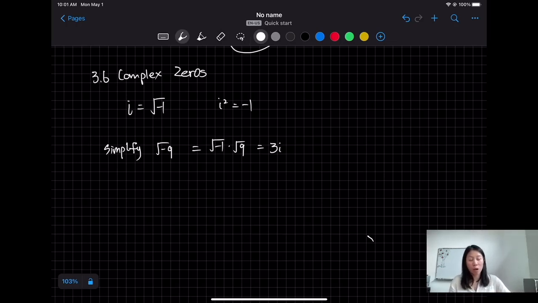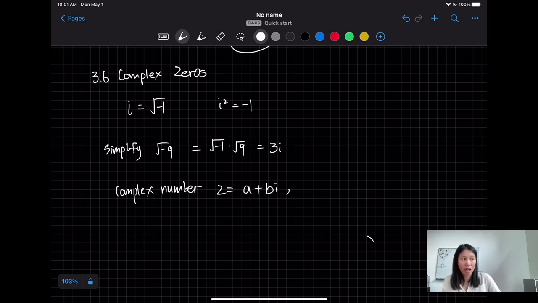Okay, so all complex numbers z can be written in the form a plus bi, where a and b are real numbers. b is the imaginary part of the complex number, and i is equal to the square root of -1.